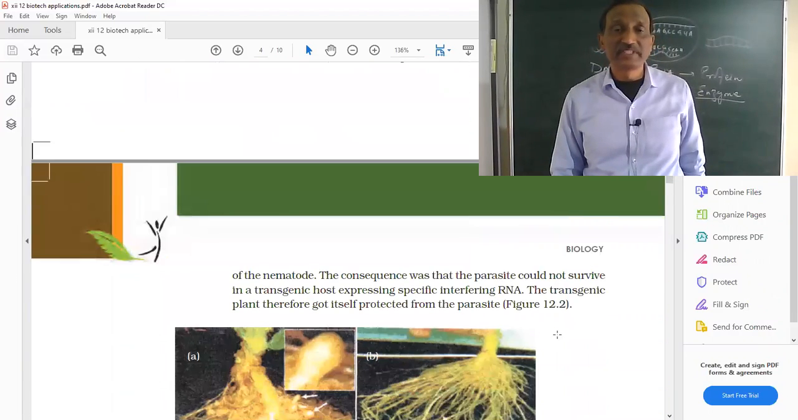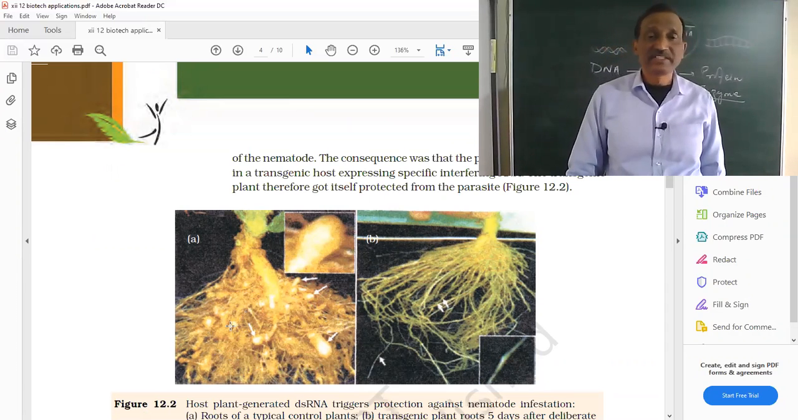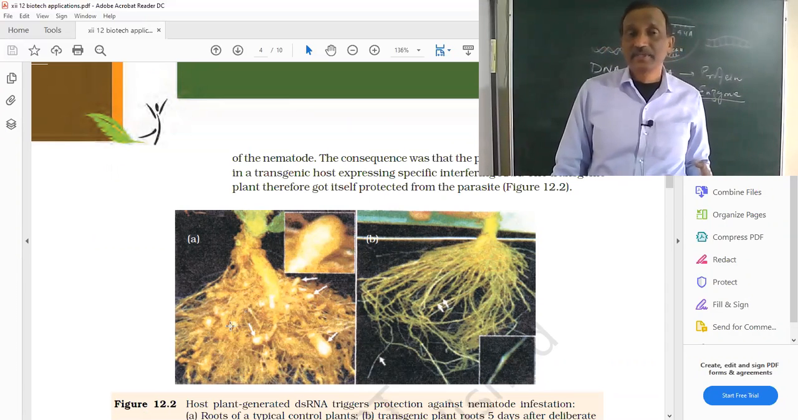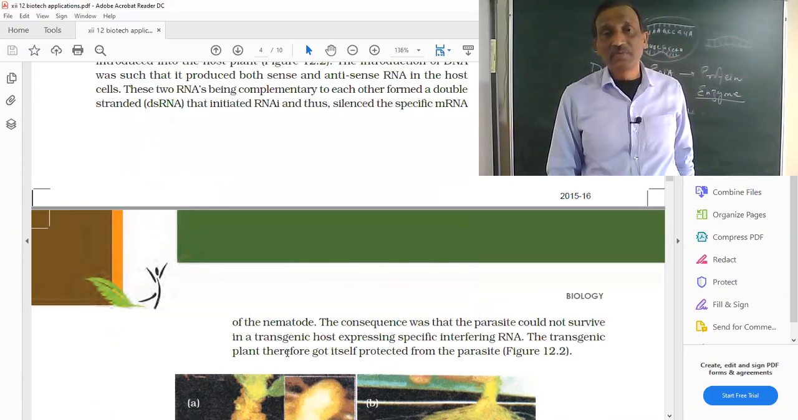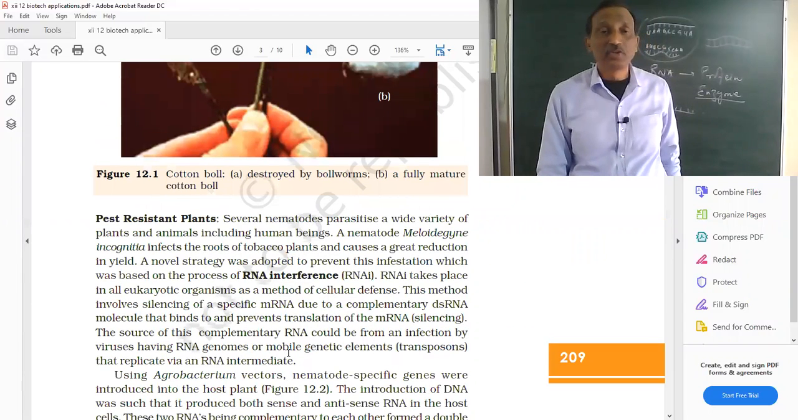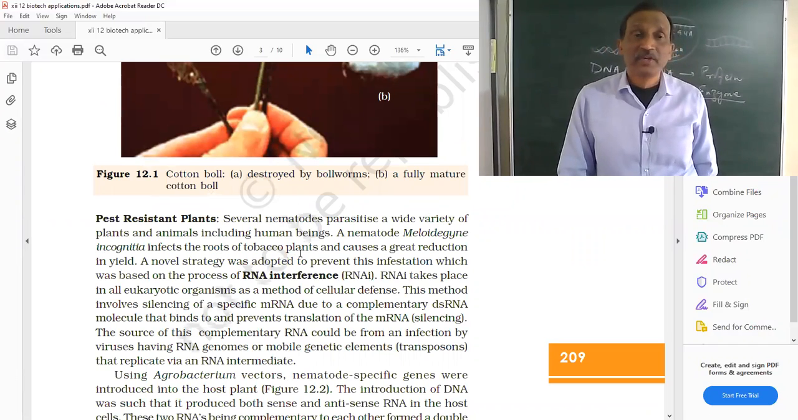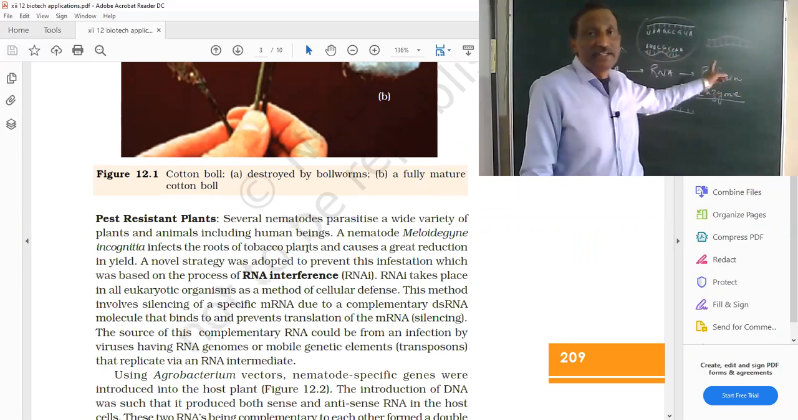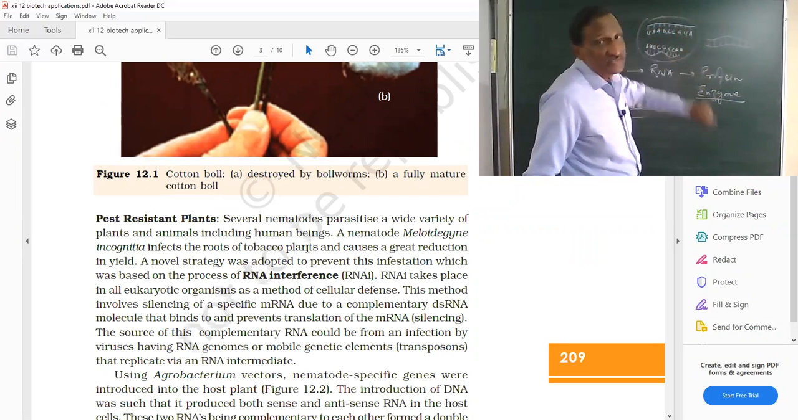You can see in the next page, the diagram is here. Here you see when the nematodes are there, their roots become something like this, and their ability to absorb nutrients greatly decreases. Okay, so a normal root should be like this. So now what we have to do here, a novel strategy was adopted to prevent the infestation, which was based on the process of RNA interference. Another RNA which will interfere with its function.